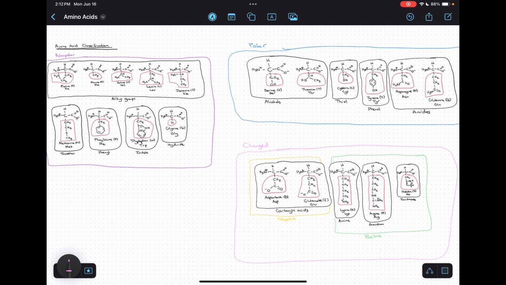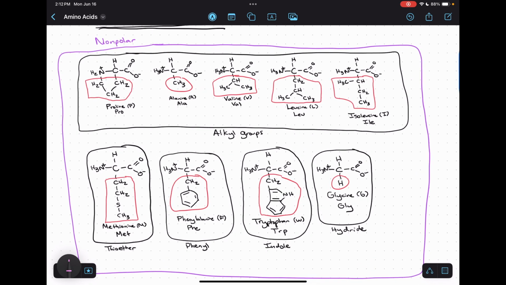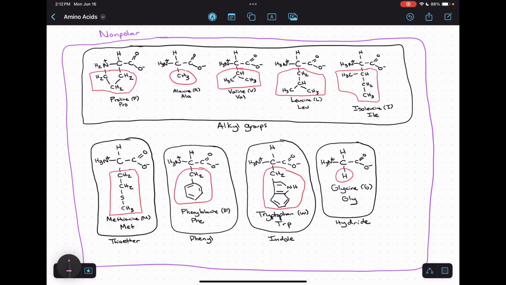So we can go ahead and start with the nonpolar ones here, boxed in purple. And within these, we have subcategories based on the different functional groups of the side chains. We have those that have alkyl groups. There's 5 of those. We have one with a thioether functional group, one with a phenyl group, one with an indole group, and then one with a hydride group. For all 20 amino acids, I've drawn a red enclosing shape around the R group.